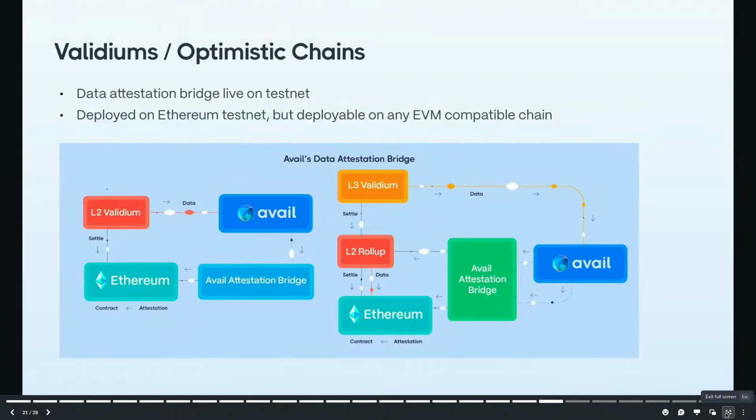Okay, so this is just a general diagram of how the validiums and optimistic chains work. There's an L2 validium you see in Ethereum, and then data is being posted to Avail, and then there's an Avail attestation bridge, and then that's posted to Ethereum. For L3 validiums, it's a little bit different. L3 validiums basically settle on L2 rollups, and they post the data to Avail, and then Avail sends it to the Avail attestation bridge, and then it goes to L2 rollups.